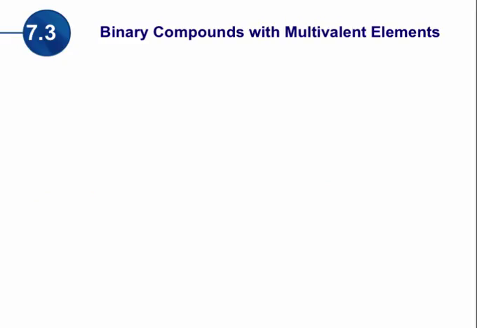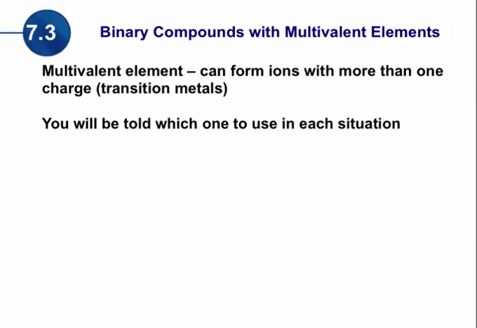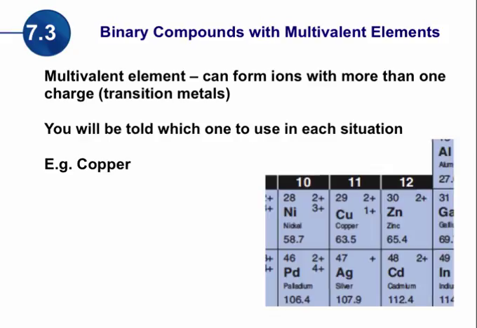Well, what if we have compounds that are multivalent elements? And multivalent is just an element that has more than 1 charge. And if you look on your periodic table, especially the transition metals, they can form ions that have more than 1 charge. The good part about this is we're going to be told which charge to use. So we'll look at the periodic table, look in the middle at one of the transition metals, copper. And if you look at copper, you will notice that copper has either a 2 plus or a 1 plus. It is multivalent. It has more than 1 charge.